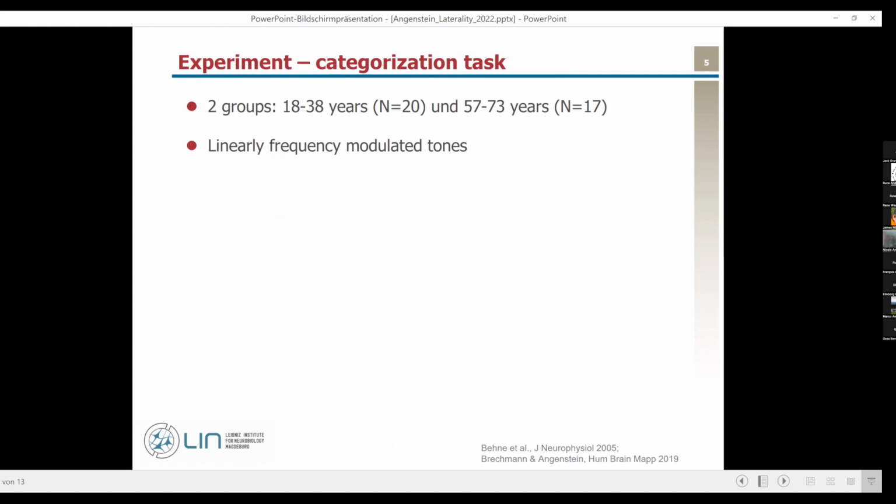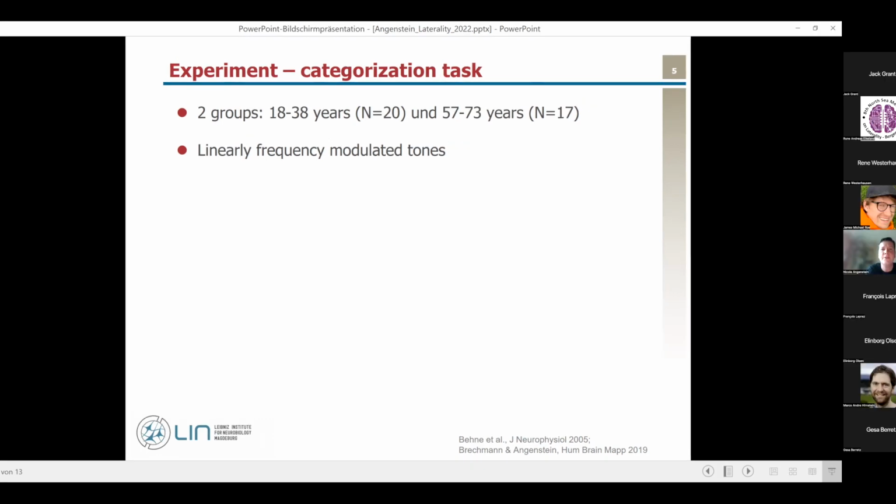For the current study, we measured two groups of participants. In one group, the participants were younger than 40 years. In the other group, they were older than 55 years. And all these participants were measured with a functional magnetic resonance imaging experiment to determine their language lateralization. So all these people had a left lateralized language processing.